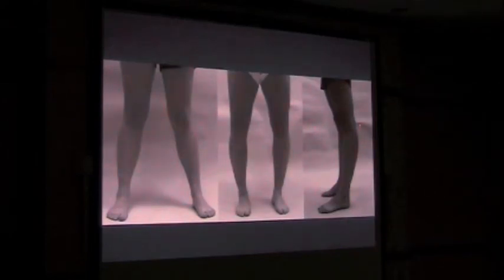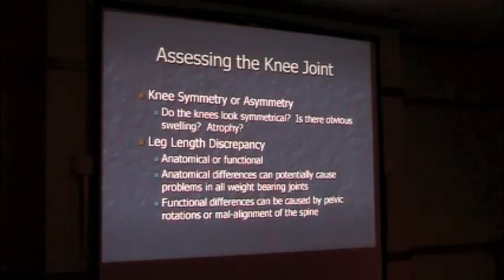So this is hyperextension here of the knee. This is varus knees, which is bow-legged. This is knock knees, which is also valgus knees. So, do the knees look symmetric? Is one a little bit off?